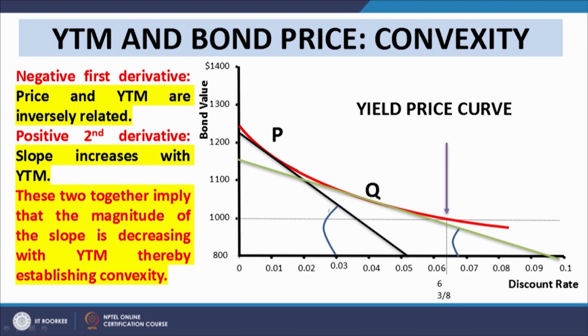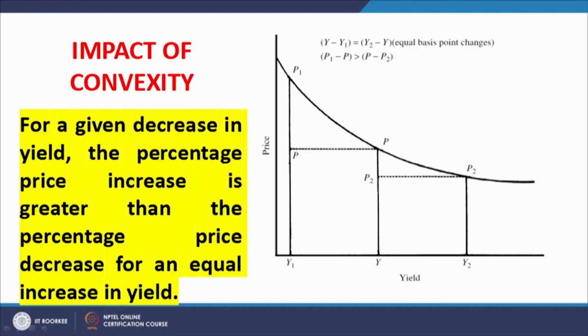Then positive second derivative, the slope increases with YTM, but being negative, the magnitude of the slope, or the absolute value of the slope, decreases as the YTM increases. The flatness of the slope becomes more and more pronounced as we increase the YTM. Now, what is the impact of convexity?